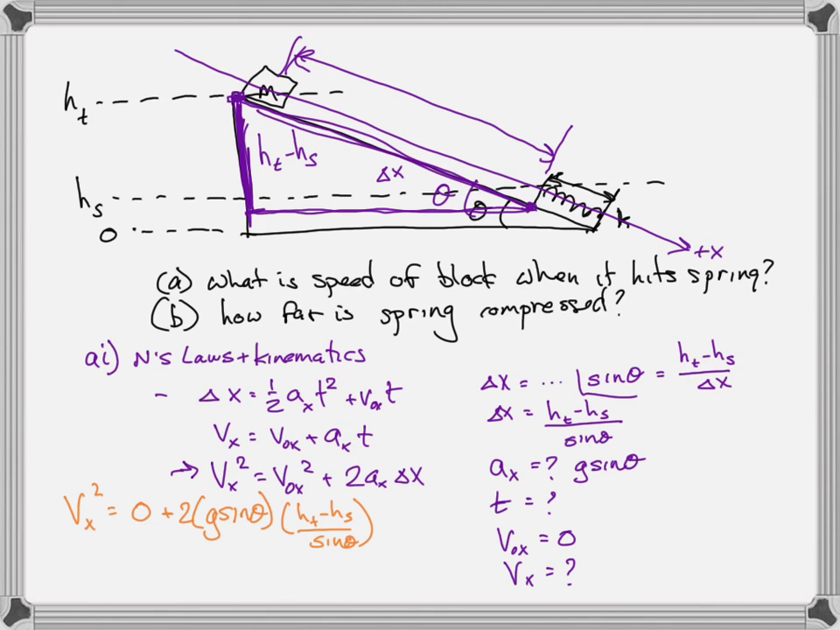And lo and behold, the sine thetas cancel, and we get, therefore, v sub x equals the square root of 2g times the change in height, ht minus hs, which maybe, if you remember back, should look sort of familiar. That comes up a lot, the fact that when you drop something through a height, even if it's sliding down a ramp or if it's in free fall, the velocity at the bottom is still the square root of 2g times the change in height. Okay, that's the answer to part A from a kinematics and Newton's second law point of view.